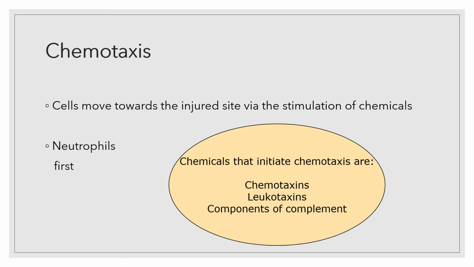Chemotaxis is the first stage in phagocytosis, and this is when cells move towards the injured site via stimulation of chemicals. So it's moving towards a chemical signal. And by the way, neutrophils are very actively motile, and so they're going to be the first to arrive at the site. There are chemicals that initiate chemotaxis, and those chemicals are chemotaxins, leukotaxins, and certain components of complement.